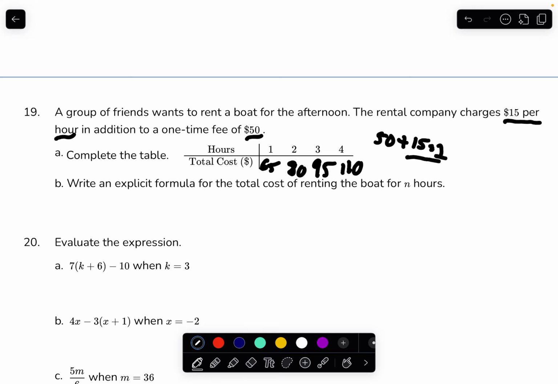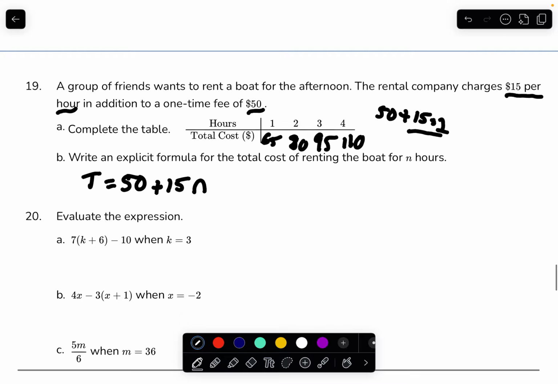Write an explicit formula for the total cost of renting the boats for n hours. All right, the explicit formula can be written as T, the total cost, equals the flat fee of $50 plus 15n. And that will give you the cost for any amount of hours.